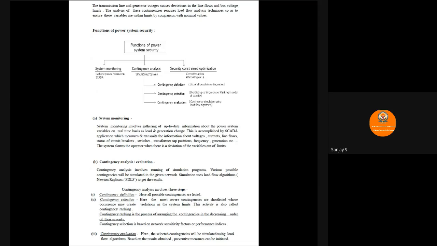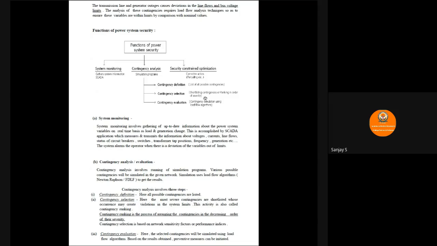Transmission line can fail. Any number, say 10 transmission lines are there, means we can consider failure of each and every transmission line. Then failure of transformer, maybe failure of generator, any equipment may fail. So we'll list all the possible failure possibilities. Then contingency selection. Shortlist the contingencies or ranking in the order of severity.